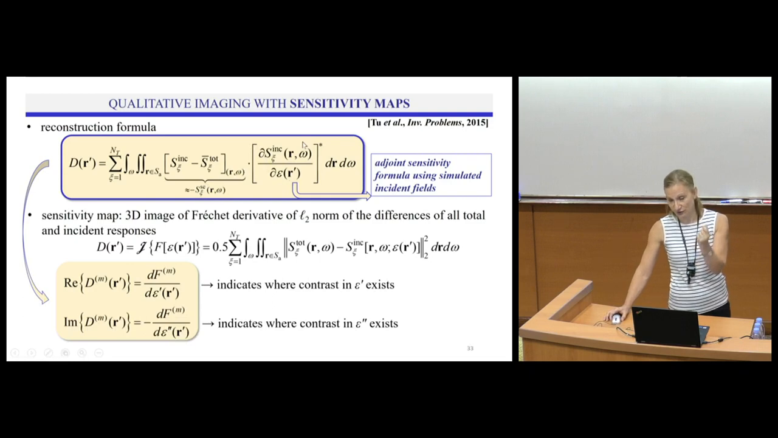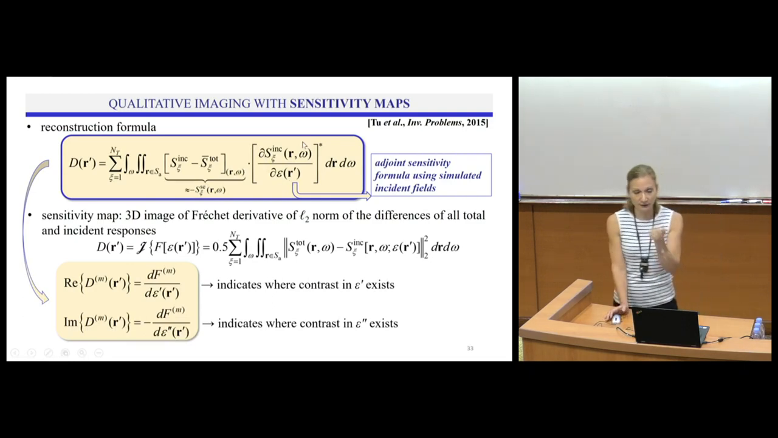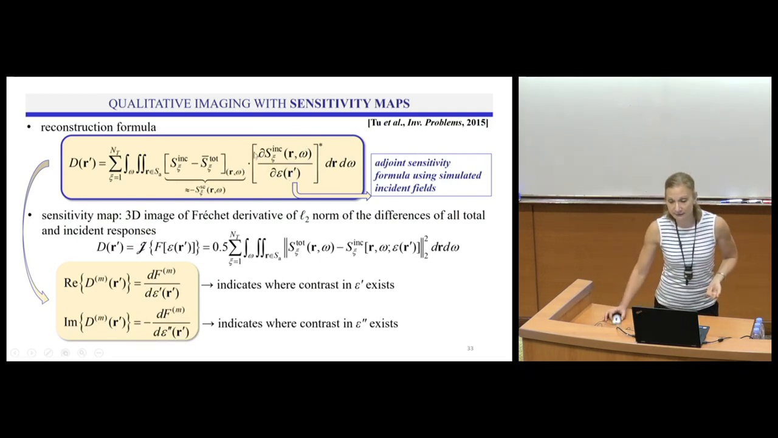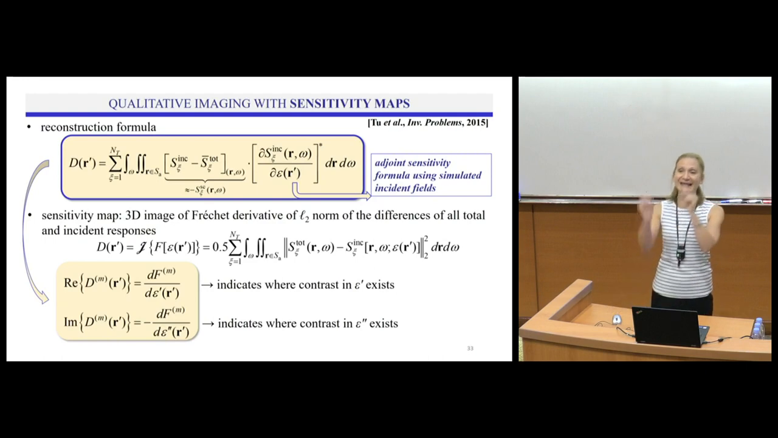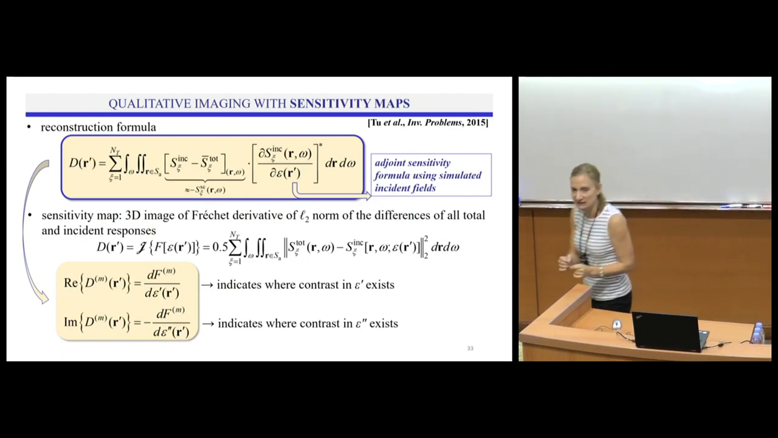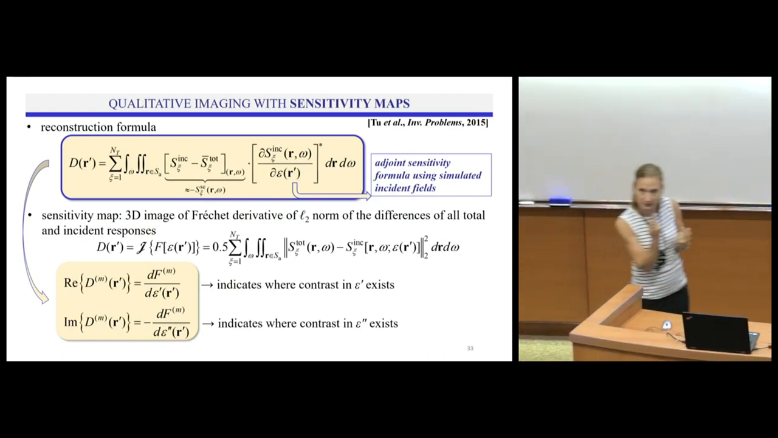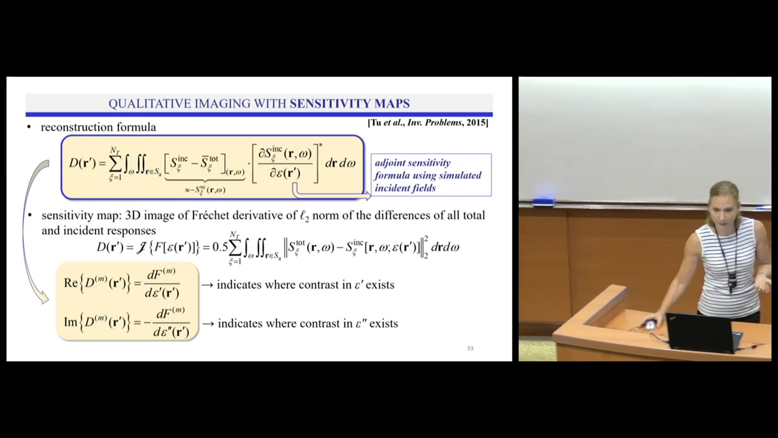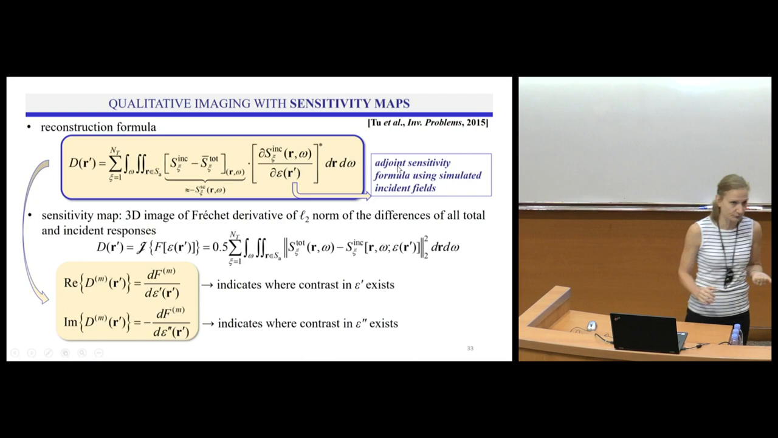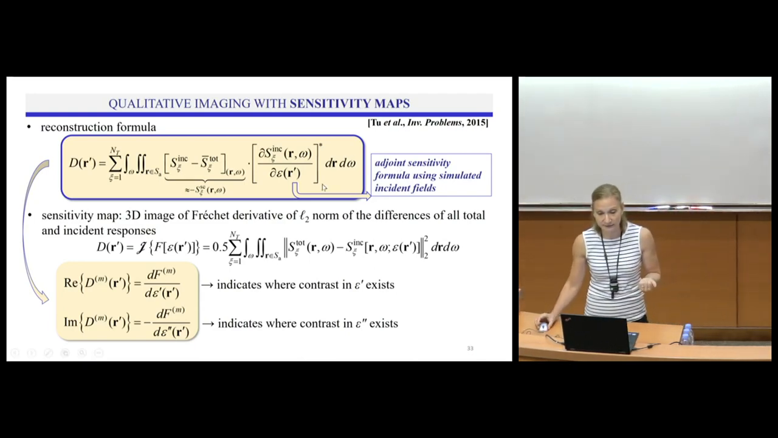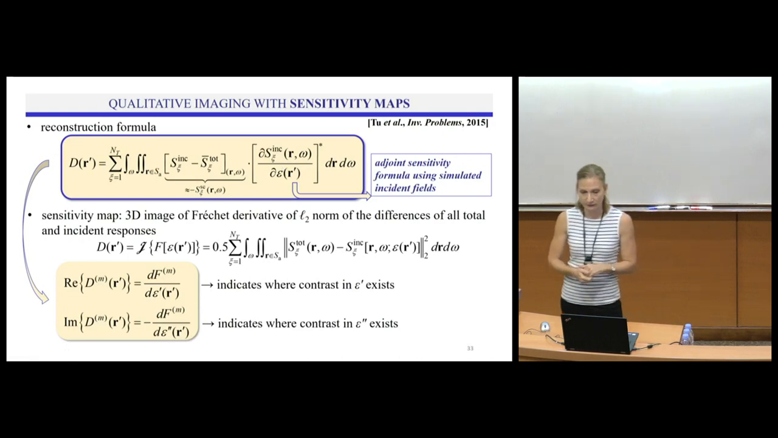Now, this is known as a Fréchet derivative in the imaging community. And this one, in order to be computed, because it has to be computed, it is not measured, we need, again, the dot product of the incident fields of the two antennas. So originally, when we were proposing this method, we were using a very fast adjoint sensitivity formula to calculate this derivative using simulated incident fields.